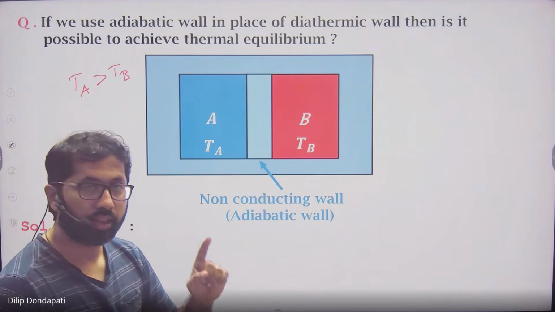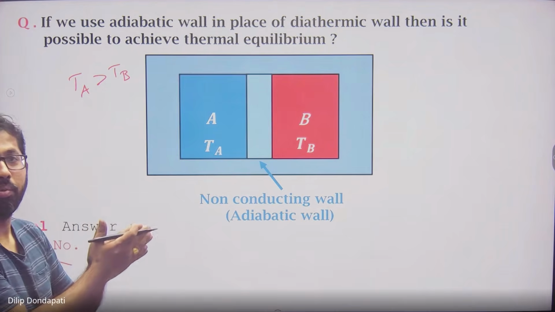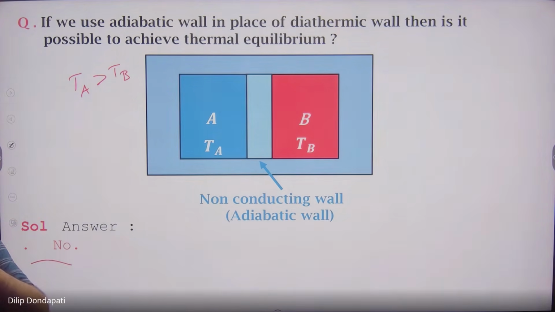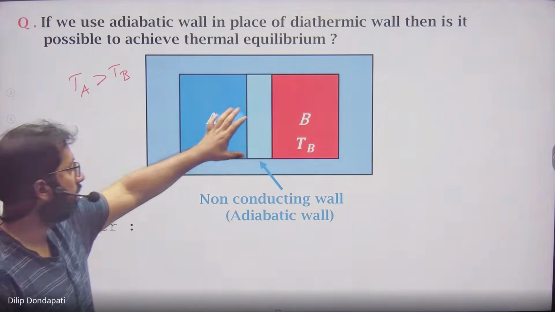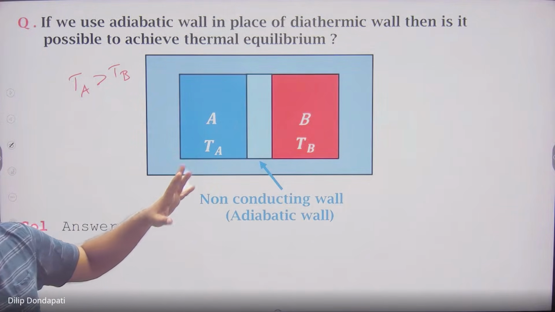So two bodies are in thermal equilibrium only when there is no need to forcibly stop the heat flow. Even after making contact, it should not flow. Here heat is not flowing because of the adiabatic wall. If I remove it and put a diathermic wall, heat is transferring. So they are not in thermal equilibrium.